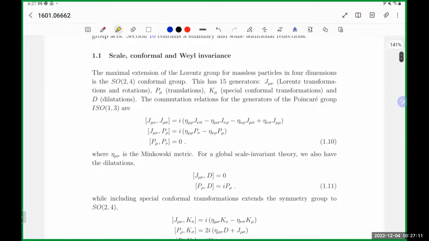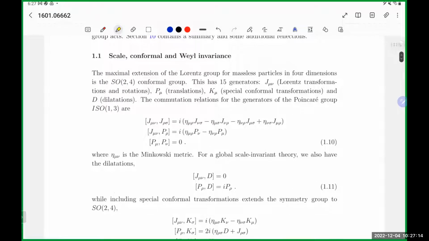As you know very well, the Lorentz group for massless particles in 4 dimensions is the conformal group, SO(2,4). And here we talk specifically, of course, about 4 dimensions. Usually it's SO(2,D). It has 15 different generators: Lorentz transformations, rotations, translations, special conformal transformations, and the most important of which, at least to me and dear to my heart, dilatations. That's always very special.